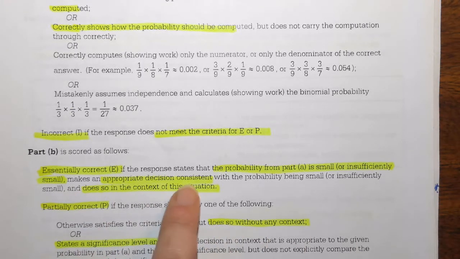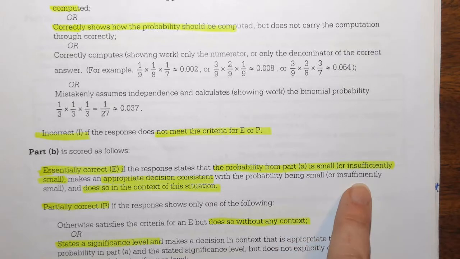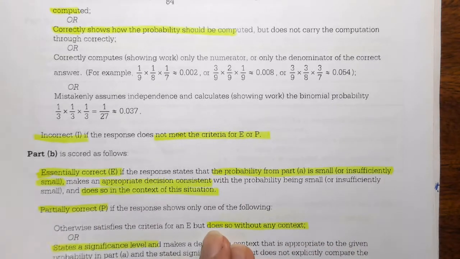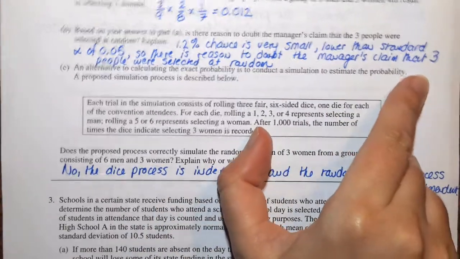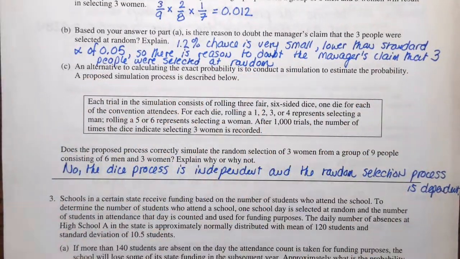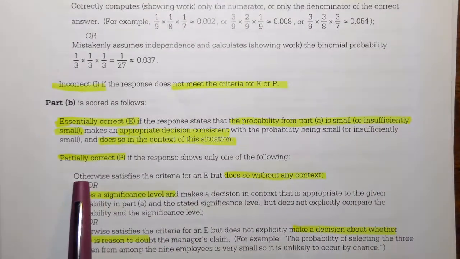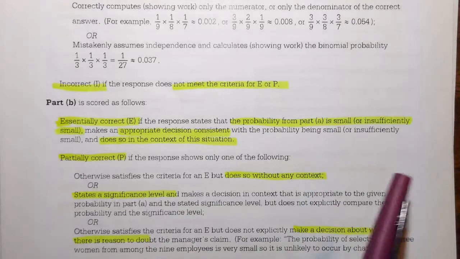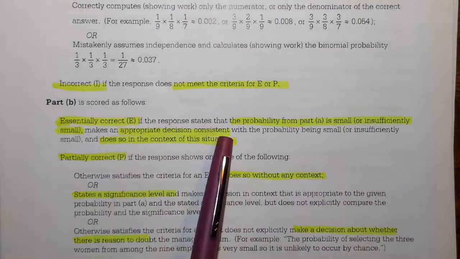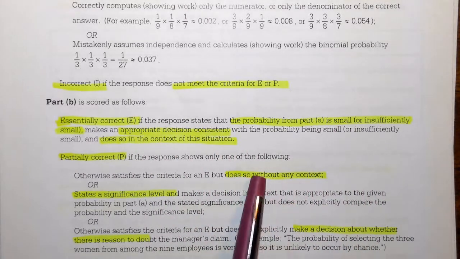Makes an appropriate decision consistent with the probability being small and does so in context. So appropriate decision is there is reason to doubt the manager's claim, and then I wrote context. Okay, you get a P if you compare it to the p-value and say there's reason to doubt the claim, but you don't write context.